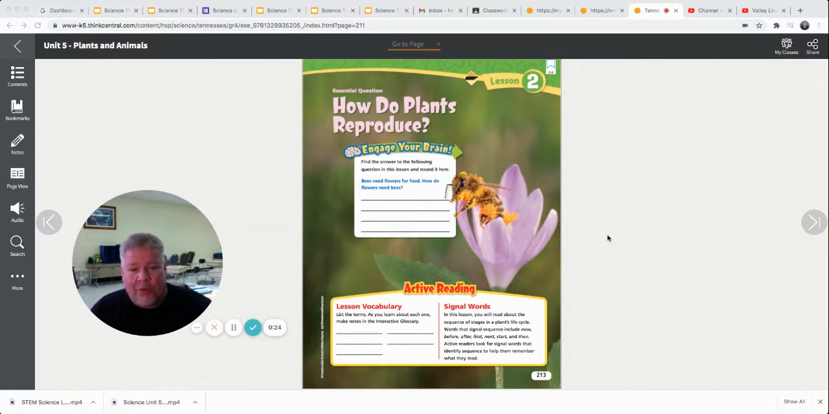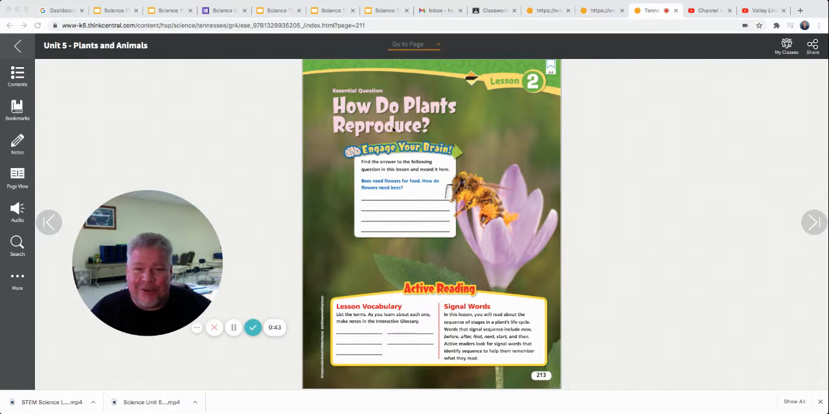So what we're going to look at today is we're talking about plants. We're going to kind of take it up a notch. We've been talking about plant parts and how plants produce food. Today's lesson is how do plants reproduce? And that word reproduce is, we could say, how do plants make more plants?